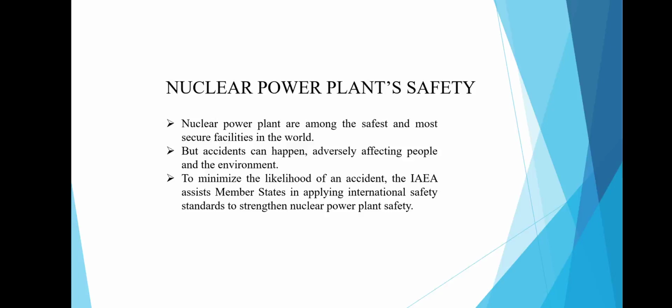Second is nuclear power plant safety. Nuclear power plants are among the safest and most secure facilities in the world, but accidents can happen, adversely affecting people and the environment. To minimize the likelihood of an accident, the IAEA assists member states in applying international safety standards to strengthen nuclear power plant safety.